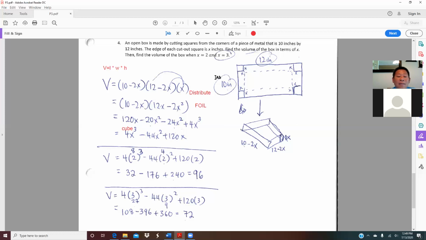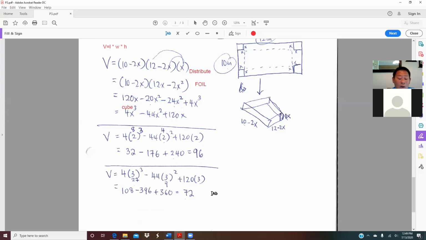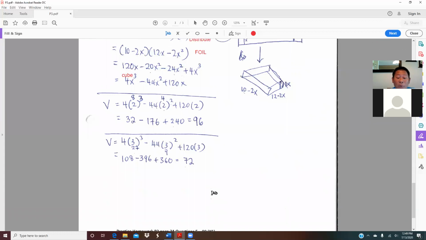Okay. And then next, once you get this volume, the next question is asking you to find the volume when x equals 2. So what you do is you just plug 2 in here. So plug 2 into your x, and you will get your volume. And then you do the same thing for 3 in this case. Okay. All right. So this is P3 here.